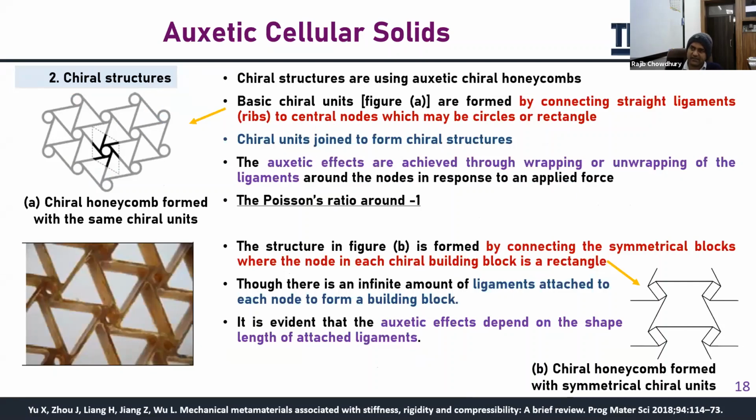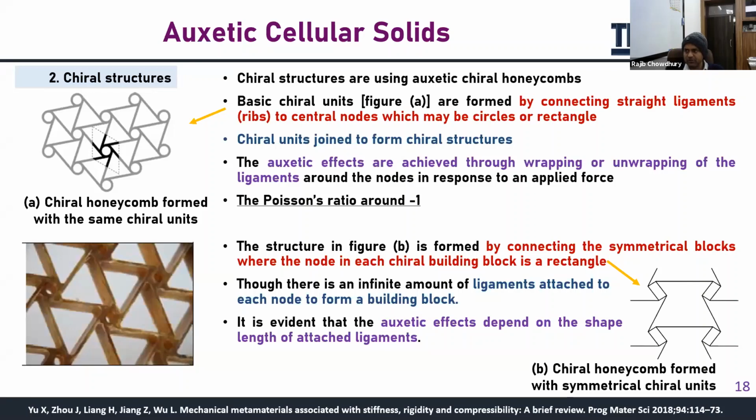This chiral structure is another kind of structure developed for auxetic honeycombs. In figure A, at the top left, the basic chiral unit, highlighted in bold, is first formed by connecting straight ligaments, meaning the ribs, to the central nodes, which may be circles or rectangles. The whole chiral structure is then formed by joining together the chiral units. The auxetic effects are achieved through the warping or unwarping of the ligaments around the nodes in response to an applied force.